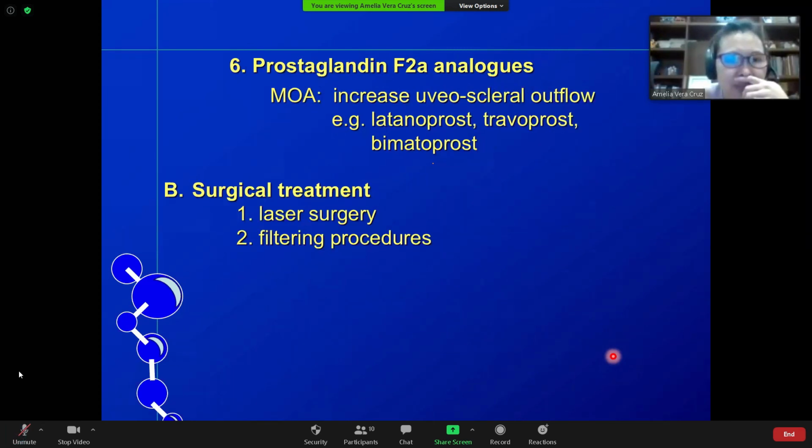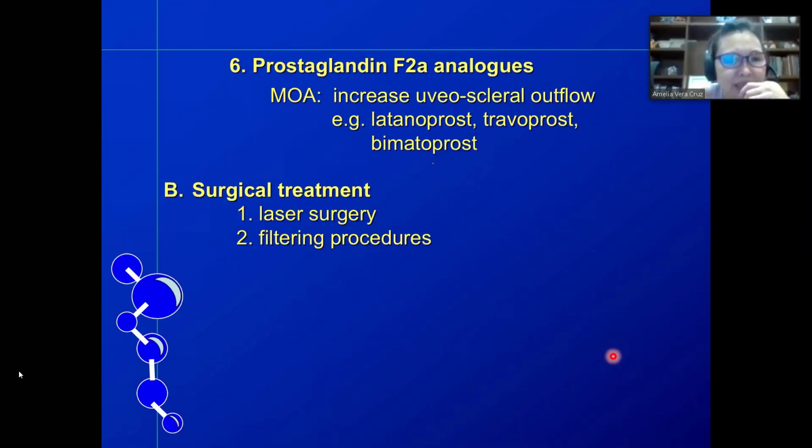Then your prostaglandin F2A analogs, it does not have an effect in your classical outflow system, but it will only affect your uveoscleral outflow, the 20%. These are prostaglandin analogs, so para itong the prostaglandins that will cause really allergy. Kaya pag pinapatak mo to, mapula talaga ang mata ng pasyente. So these medications are given once a day only at bedtime.